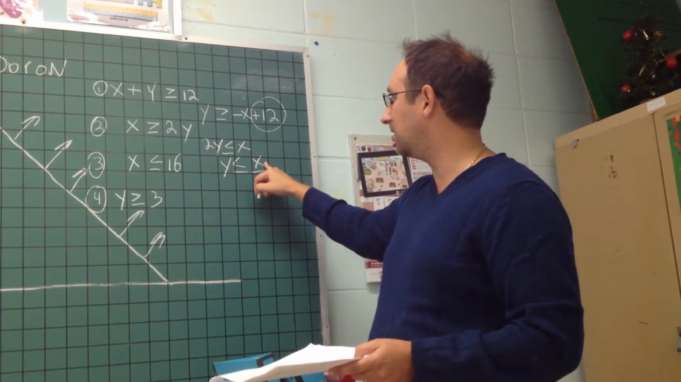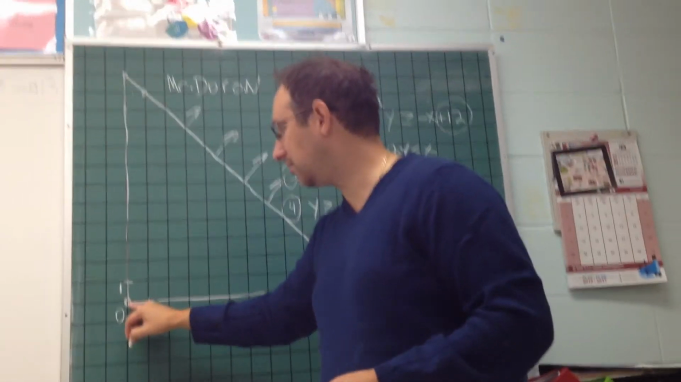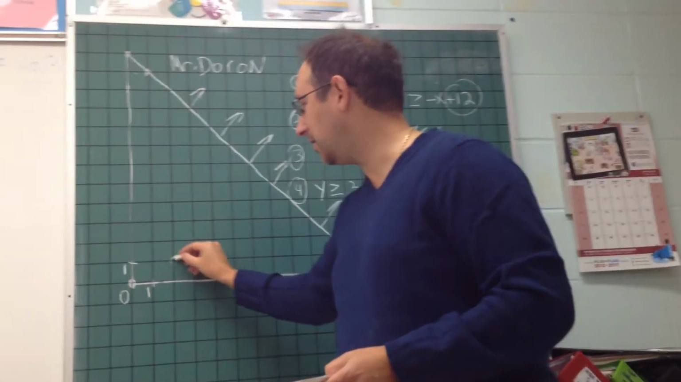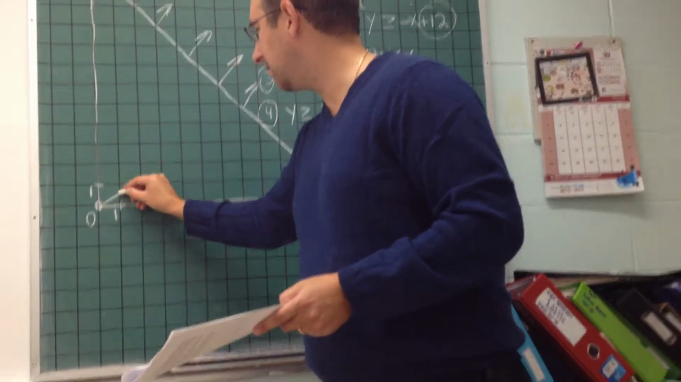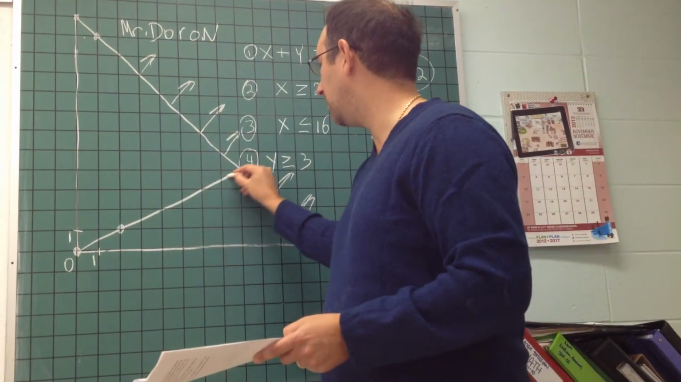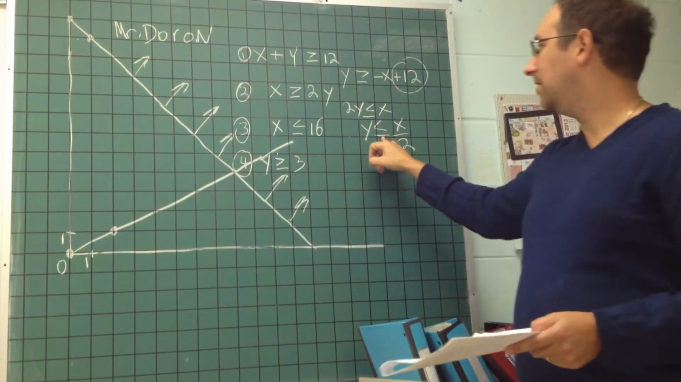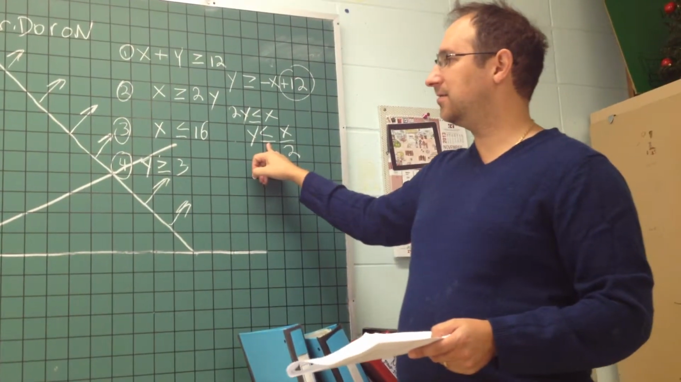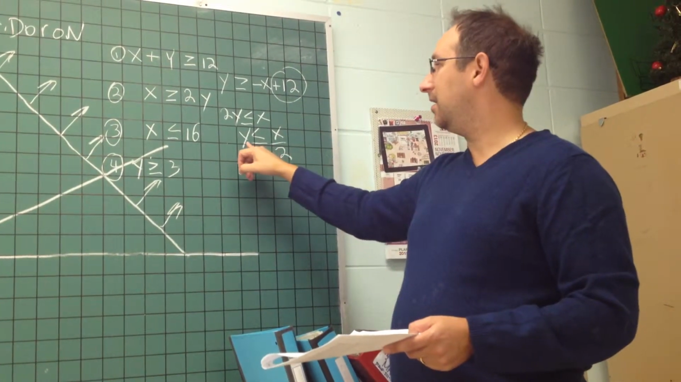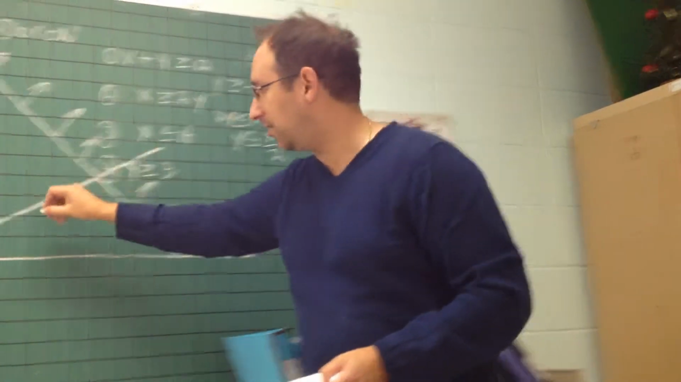It means this goes up 1, right 2. Here's my first coordinate, up 1, right 2. And again, I'm going to draw it over here. And then ask myself, shade above or below? Y is less than, so it's below.